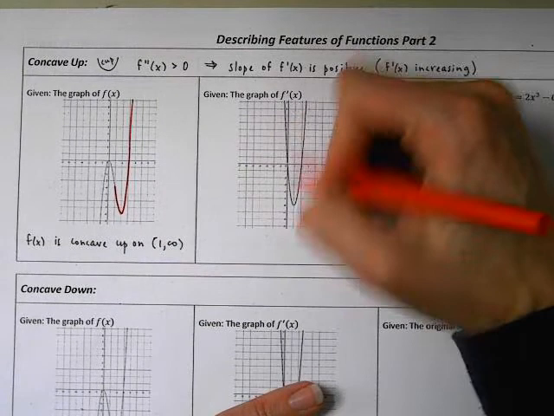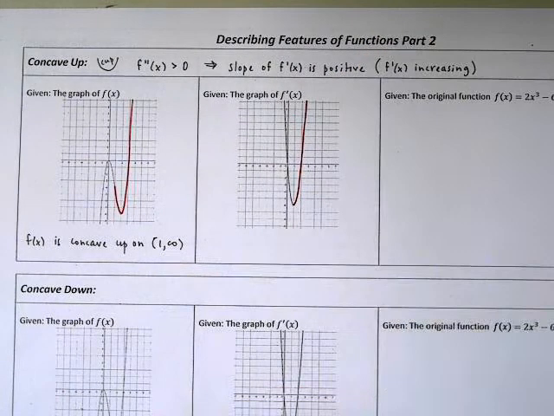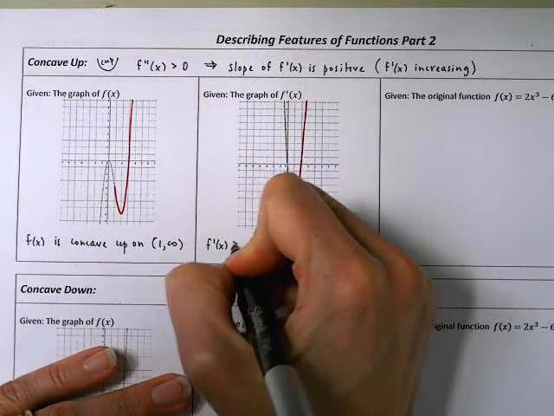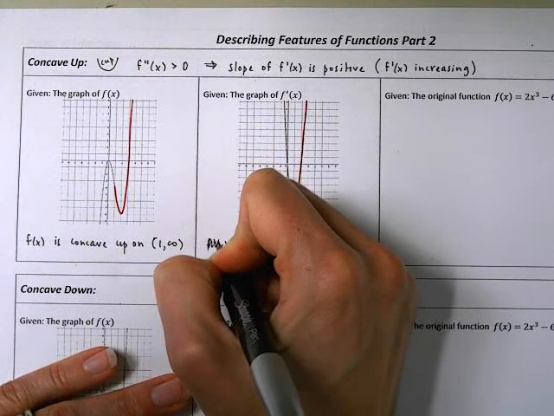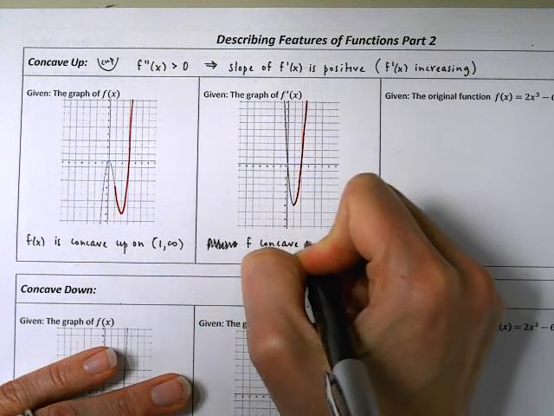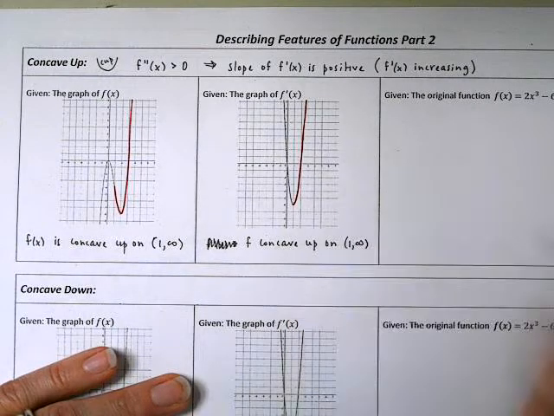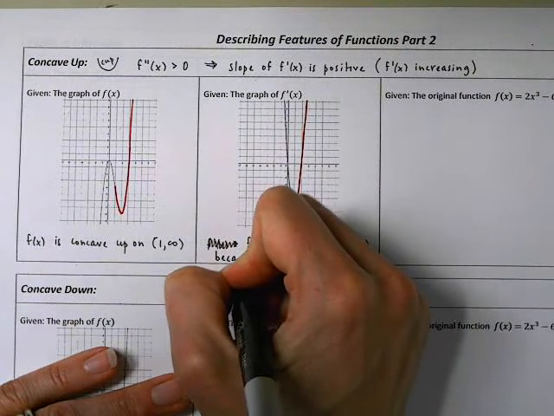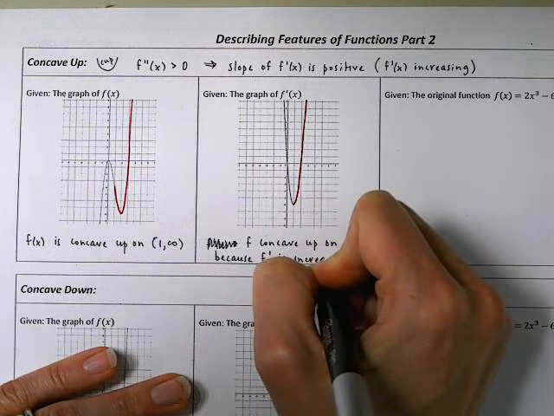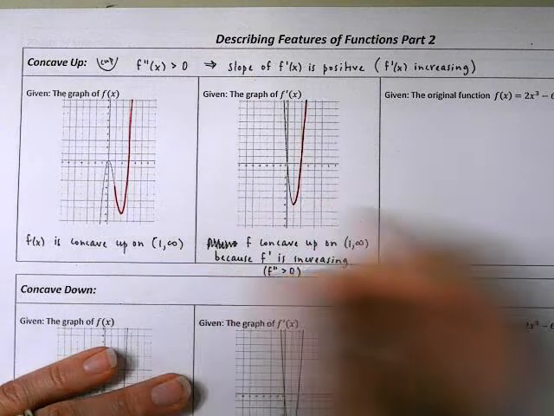So again, I can see here, I'm increasing on this interval here. Let's start again. I'm analyzing f, so I know that f is concave up on the interval from 1 to infinity because f prime is increasing, which means that f double prime is greater than 0.